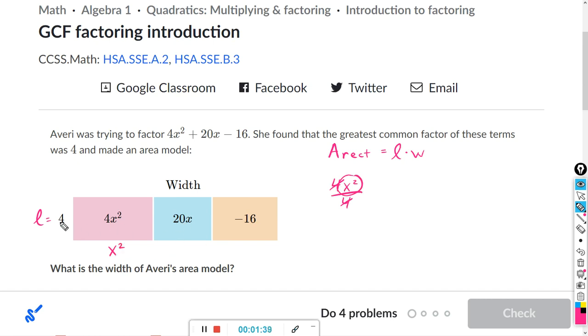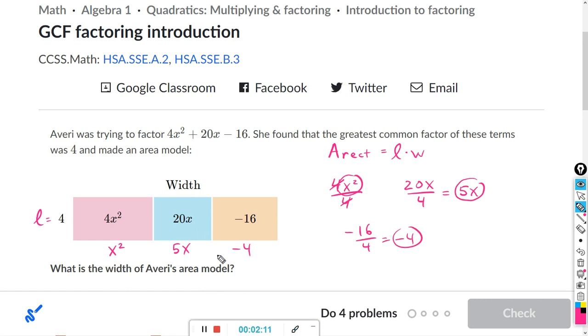Okay, 20x divided by 4. All right, 20 divided by 4 is just 5. And we're still left with the x. So this width is 5x. And finally, negative 16 divided by 4. And that's just negative 4. So this width is negative 4.